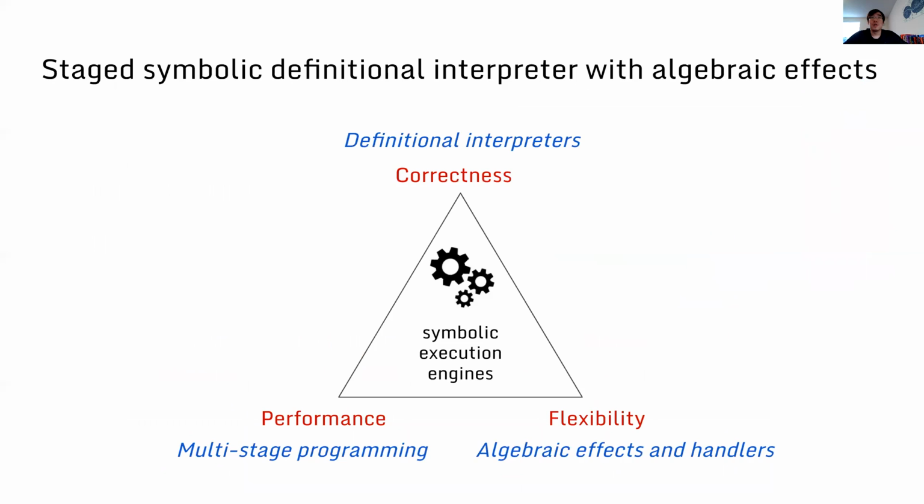To conclude, we contribute a novel approach to building symbolic execution engines by starting from the definitional interpreter of the language and by using multi-stage programming and algebraic effects. The definitional interpreter brings higher confidence in semantic correctness, staging brings better performance compared with pure interpretation, and algebraic effects and handlers bring flexibility in terms of path selection strategies.